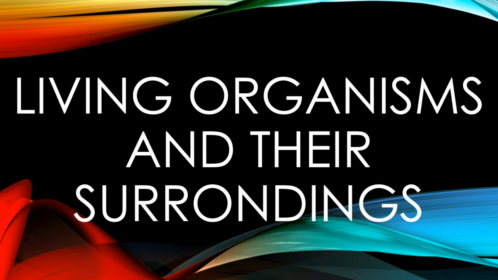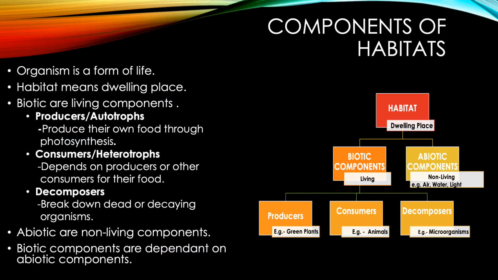Living organisms and their surroundings. Components of habitat. Organism is a form of life. Habitat means dwelling place and is comprised of biotic and abiotic components. Biotic are living components divided into producers, consumers, and decomposers.